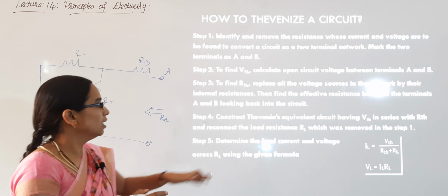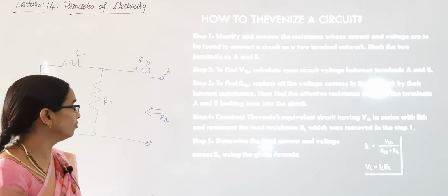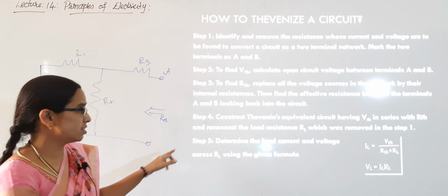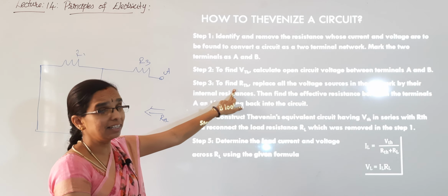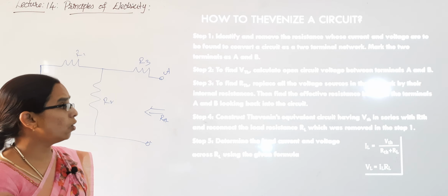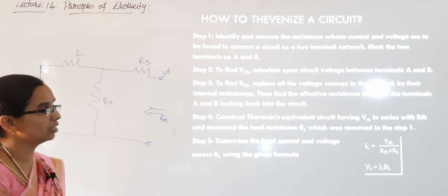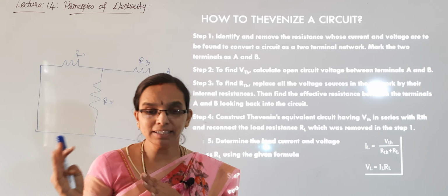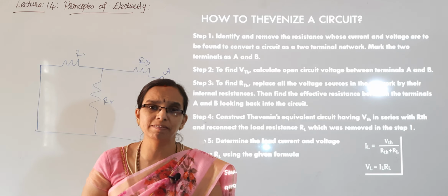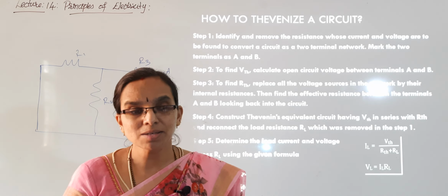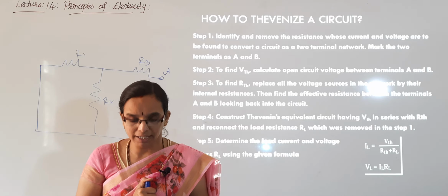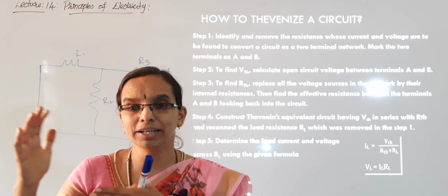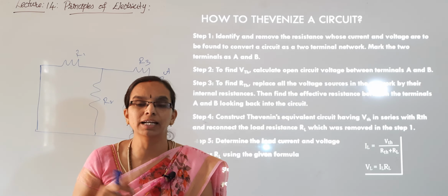In the next step, construct Thevenin's equivalent circuit having VTH that we calculated in the second step in series with the resistor RTH that we calculated in the third step, with a load resistance RL which was removed in the first step. What do you mean by load resistance? Load means the final thing which is consuming the power of the circuit. If a CD player is connected and at the end of that CD player you are connecting the amplifier or any loudspeaker, that will become the load.